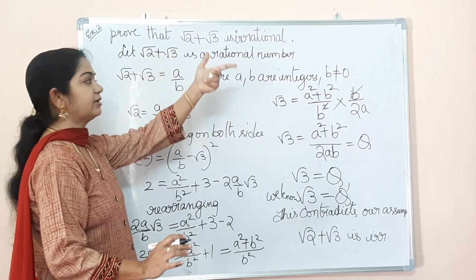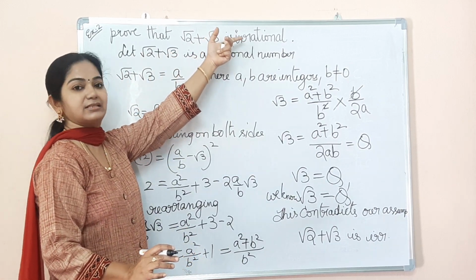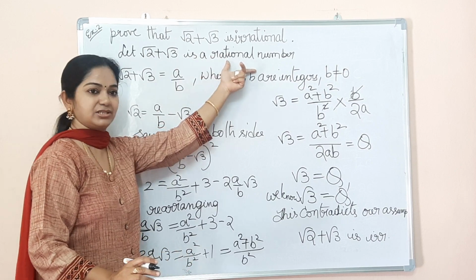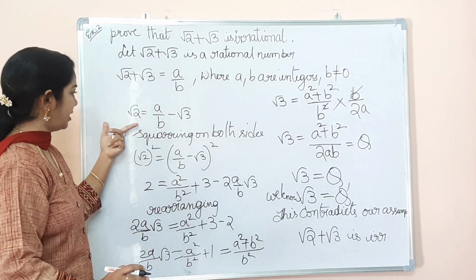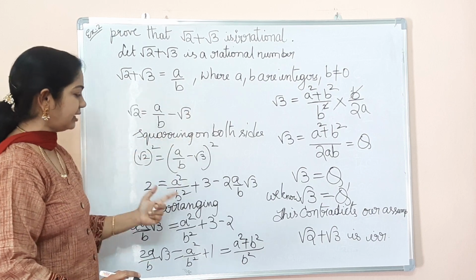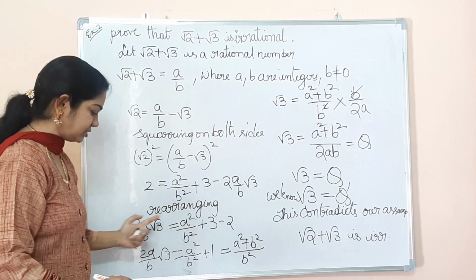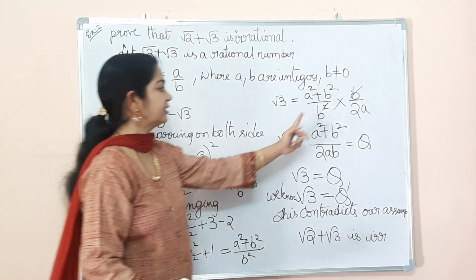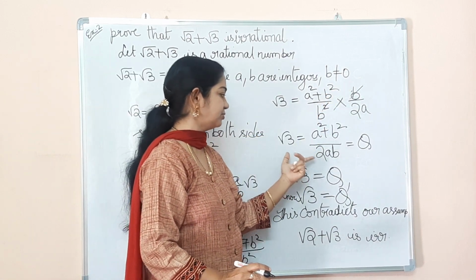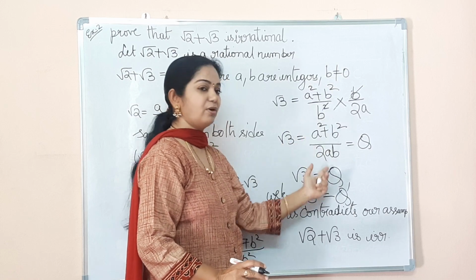Okay, I'll repeat once, don't get confused. I'm taking it to the contrary. If it is to be proved that it is irrational, I'm taking it as rational. Rational definition I wrote, they are integers. I have equated root 3 to that side. I have squared, rearranged it, and brought it into an equation. I have simplified here. Then after cancelling the common terms, you get root 3 in the form of integers.